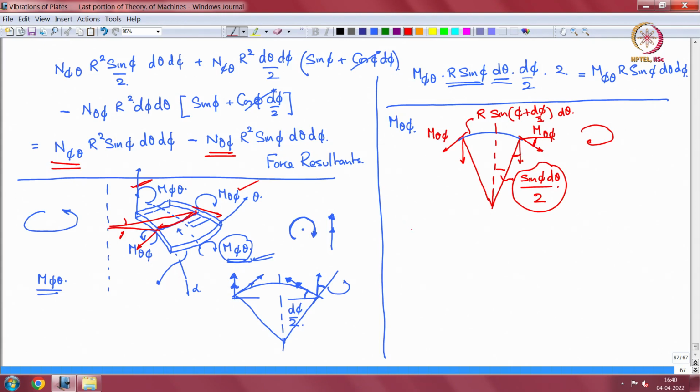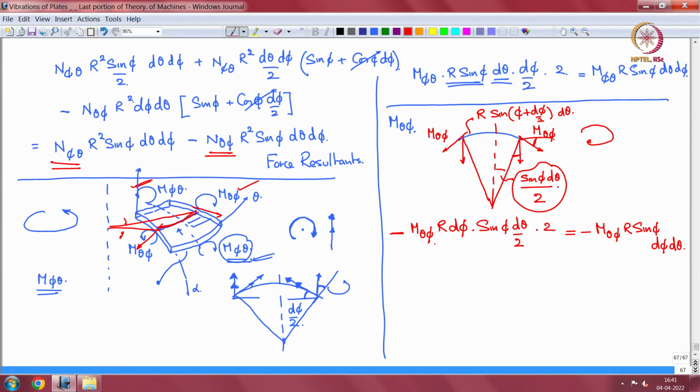So what I will get is M theta phi, into r d phi, which makes it a full moment, into sine phi d theta by 2, that is for each moment, multiplied by 2, and a minus because this is causing rotation in the opposite direction. So this is equal to minus M theta phi r sine phi d phi d theta. Okay. So now please watch.